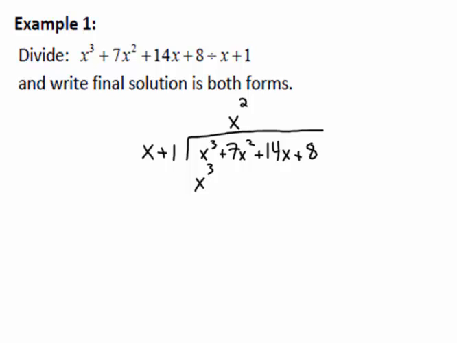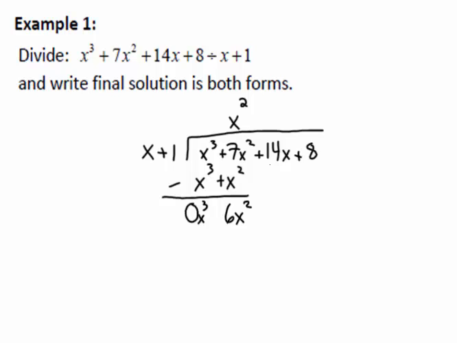X squared times 1 is plus x squared. And like we did before, we're going to subtract those values. So x squared subtracted from 7x squared will leave us 6x squared. And this is what's important for polynomial division. X cubed minus x cubed is going to leave us with a 0 x cubed. And I'm going to write it in the first time, but that's important that we have a 0 x cubed.